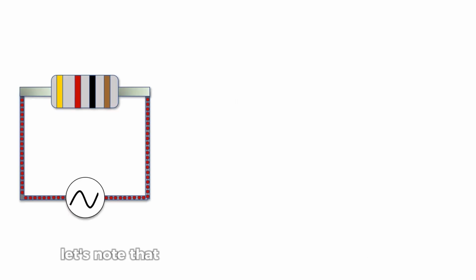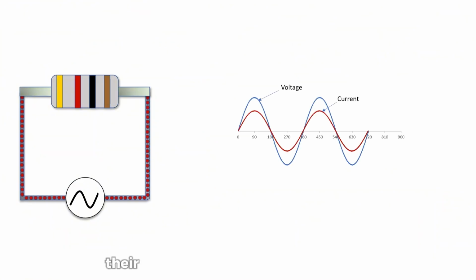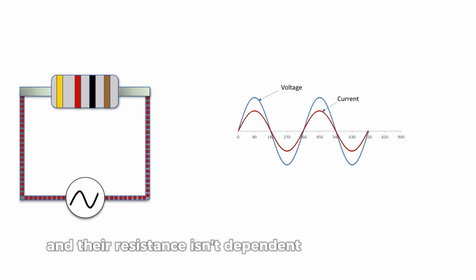Let's note that resistors in AC behave basically the same way they do in DC. Their voltage and current are in phase, and their resistance isn't dependent on frequency.